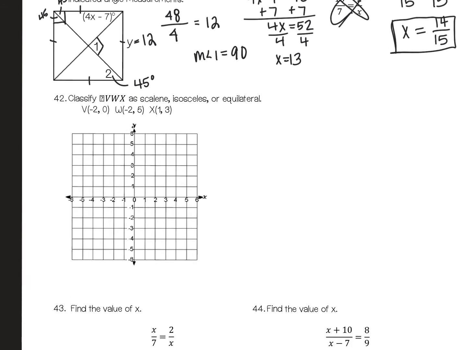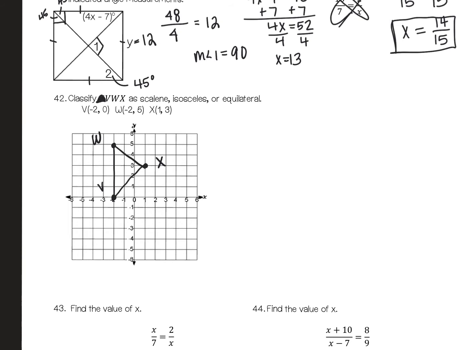For 42, not sure what happened to our symbol, but we're supposed to classify this triangle. So we want to start by graphing. So negative 2, 0 is V, W is negative 2, 5, X is 1, 3, and so here's our triangle. Now, if we want to classify it, we need to know the side lengths.